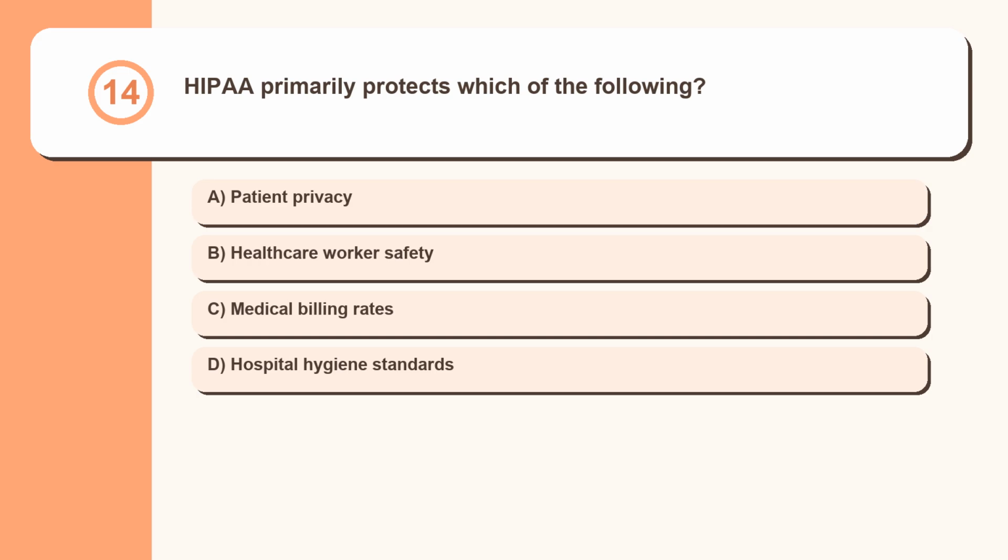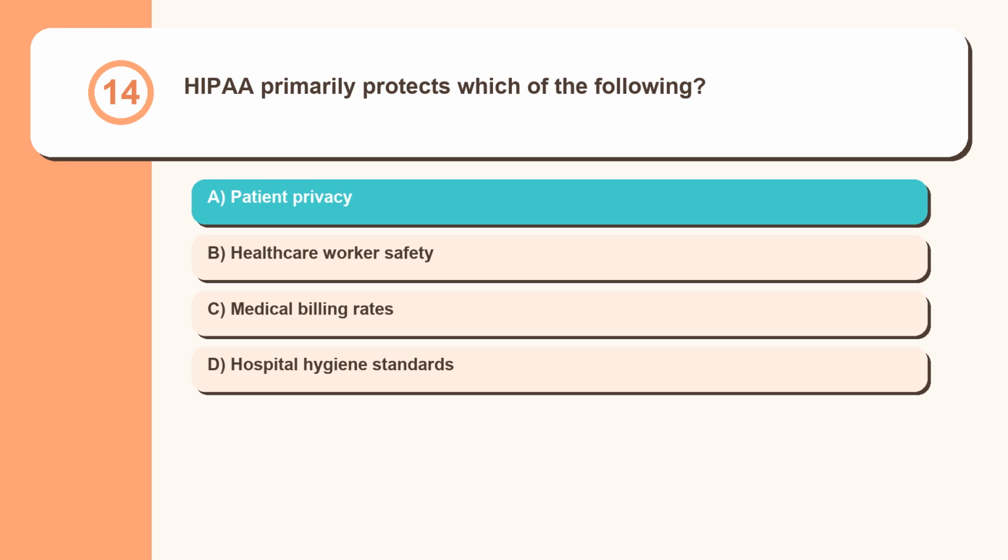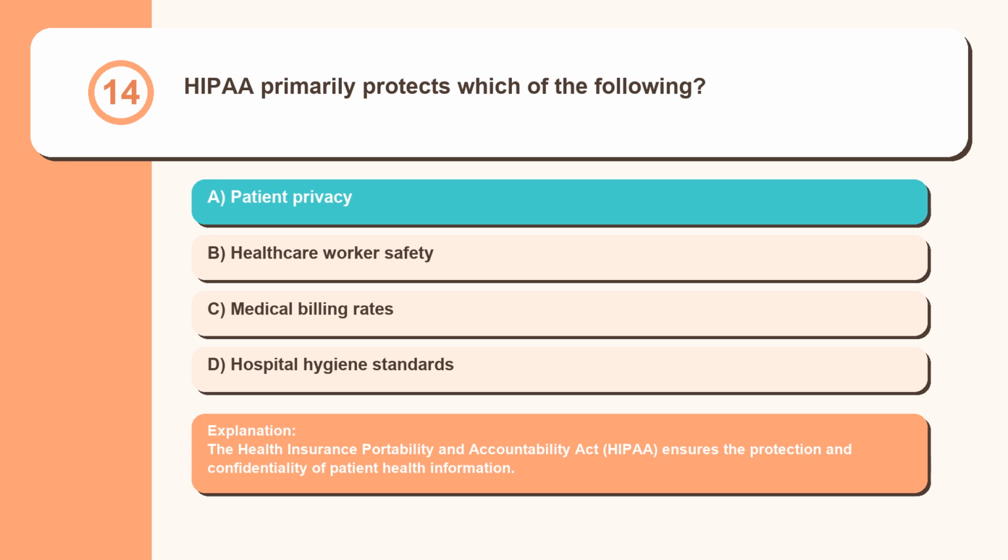Question 14. HIPAA primarily protects which of the following? Patient privacy, healthcare worker safety, medical billing rates, hospital hygiene standards. The Health Insurance Portability and Accountability Act, HIPAA, ensures the protection and confidentiality of patient health information.